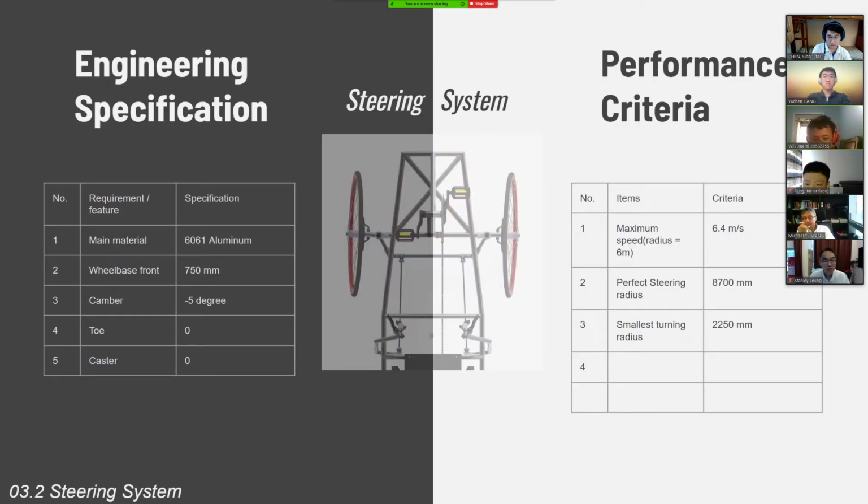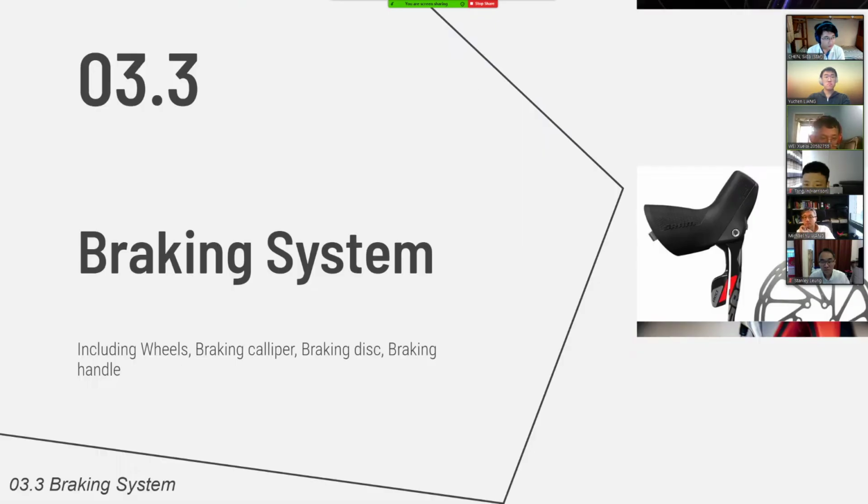This is the most important performance criterion, and our perfect steering radius is about 8,700 millimeters. For engineering specification, we use aluminum as the main material in the steering system. We have a negative camber, 0 caster, and 0 toe. And now I will pass to Eric.